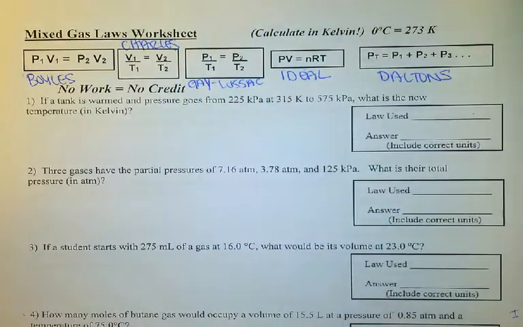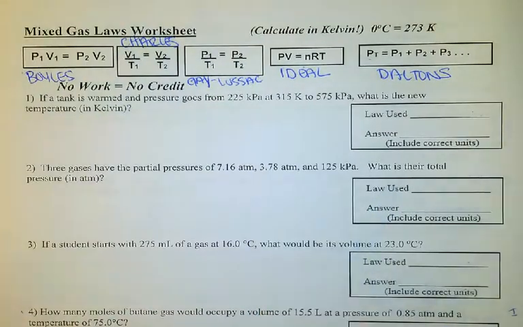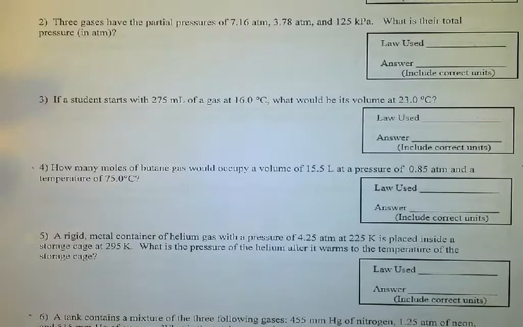All right, so for each question, you need to say which law you're going to use, and then you need to give an answer with units. The best way to do that is boxing in your given numbers and circling your unknowns. You can identify your variables and choose which equation to use. So we're going to start this video off with number 4.